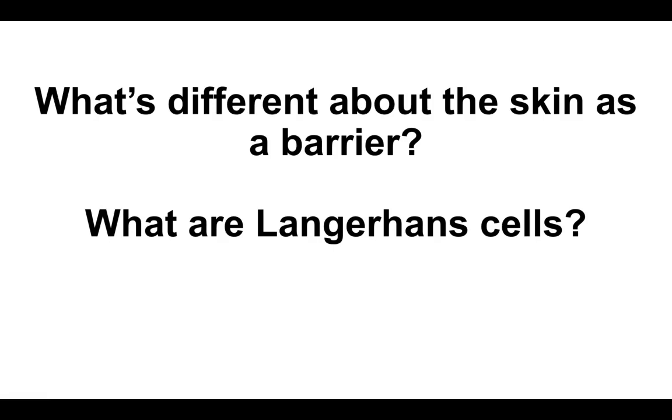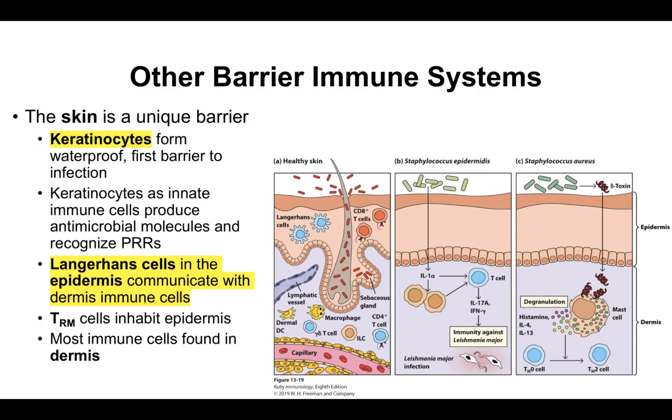What's different about the skin as a barrier, and what are Langerhans cells? If we look at the skin, there are multiple layers of epithelium, so that in and of itself is different than the respiratory tract and the gut. We have a thick layer of keratinocytes. In here, the Langerhans cells are dendritic cells that are given a special name that exist in the epidermis.